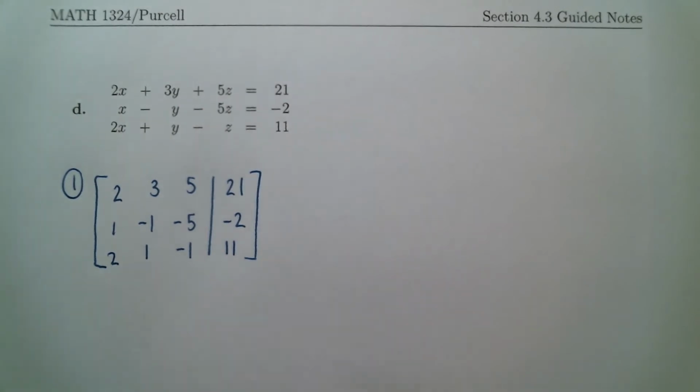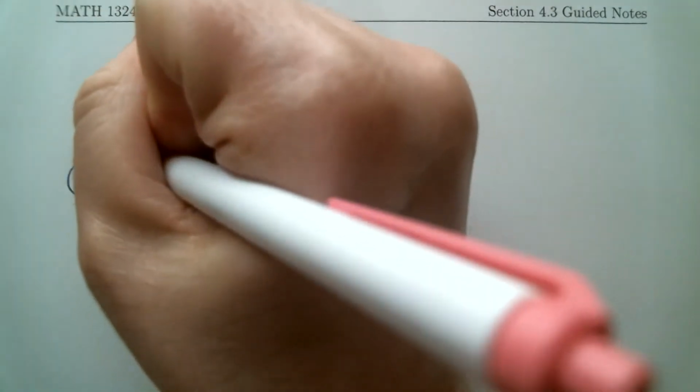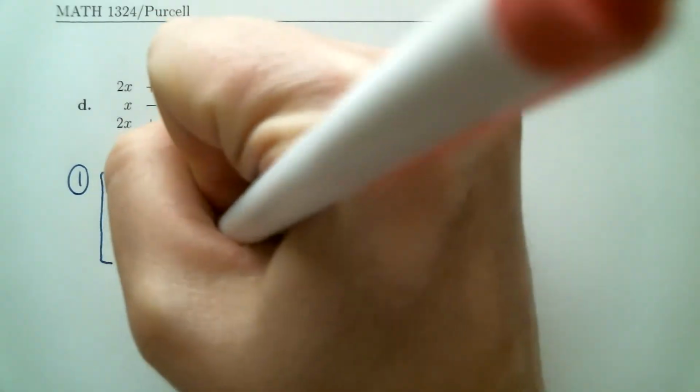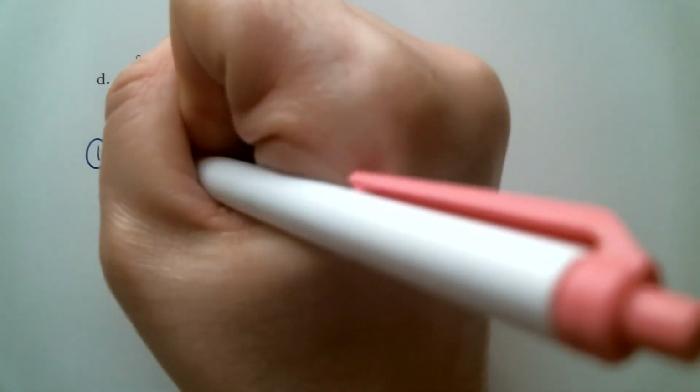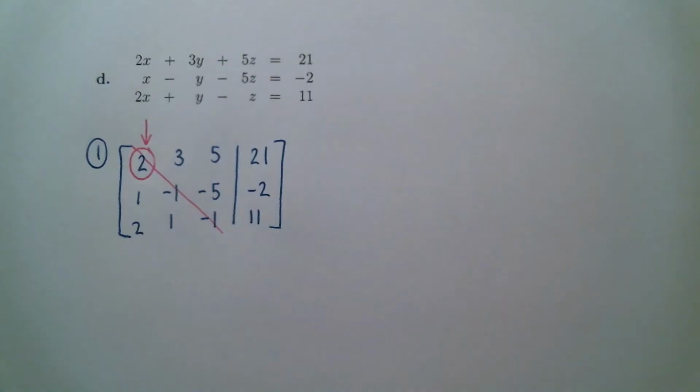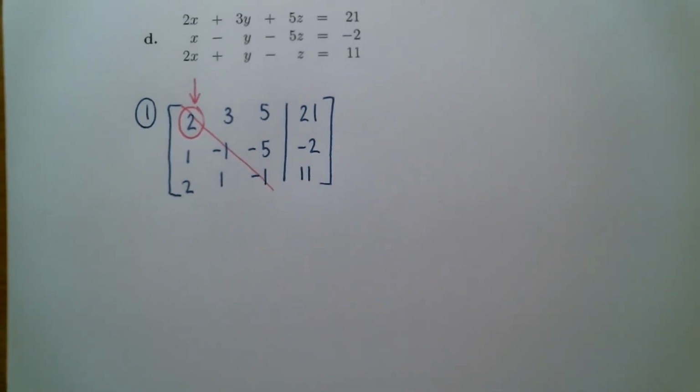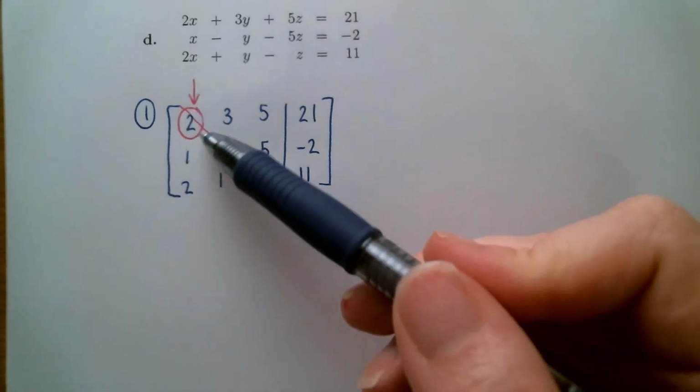All right, so let's start our Gauss-Jordan elimination. We are going to start in the first column and look at the main diagonal element. There are our main diagonal elements, 2, -1, and -1. So for our column, the main diagonal element is 2. We want that to be a 1. The easiest way to make that happen is to switch row 1 and row 2.